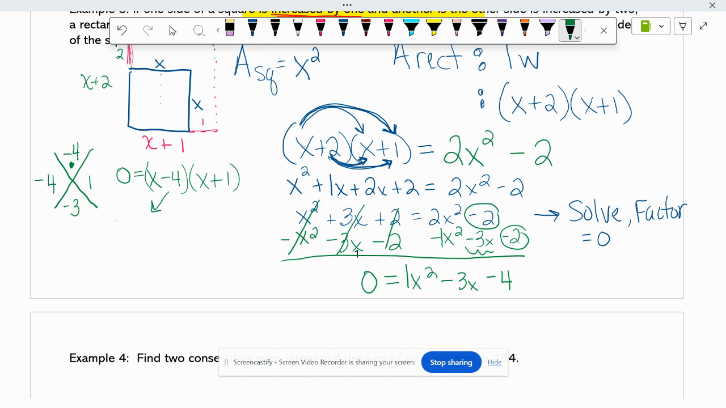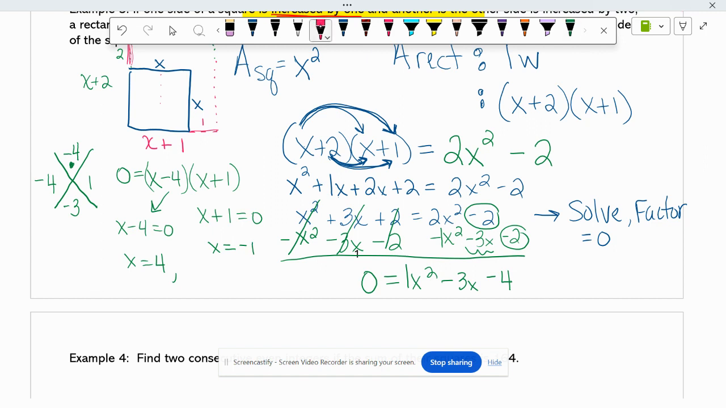So the solution, well, if x minus 4 equals 0, what is x? What is the opposite of negative 4? Positive 4. If x plus 1 equals 0, what is the opposite of positive 1? Those are my two solutions.